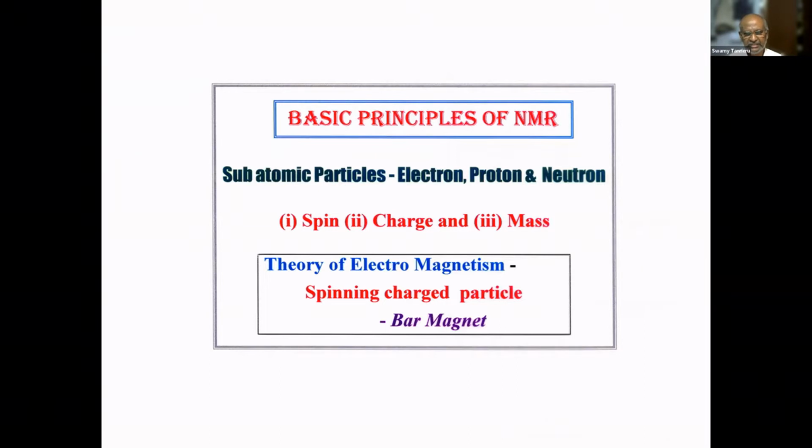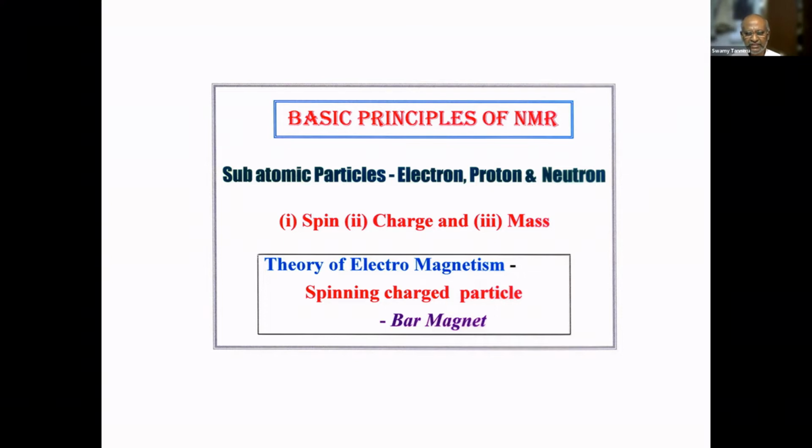When we come to the basic principles of NMR, we all know that electron, proton, and neutron are considered subatomic particles. They have a minimum of two common properties, in some cases three. One is the spin, other is the charge, and another one is the mass. In the case of the neutron, we don't have charge, but it has mass and spin. According to the theory of electromagnetism, when a particle associated with charge undergoes spin, it behaves like a bar magnet.